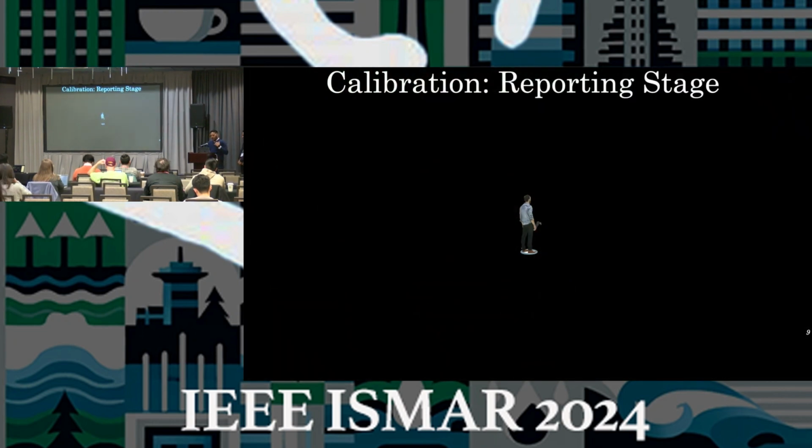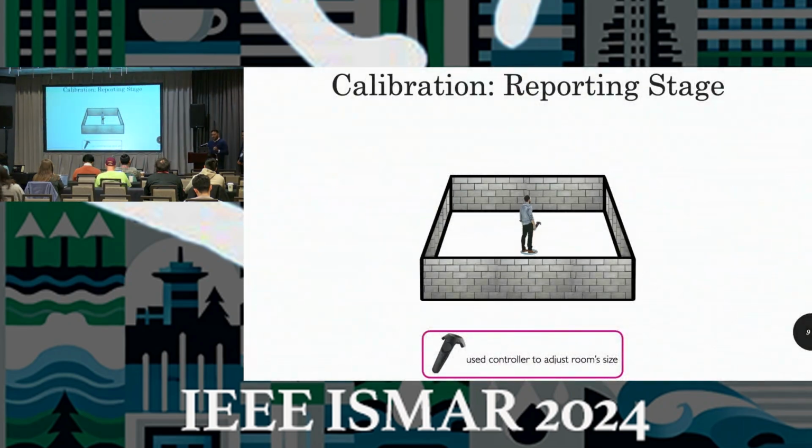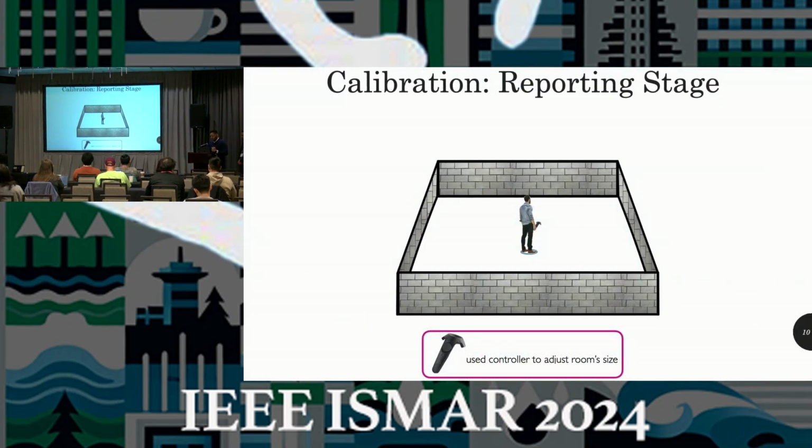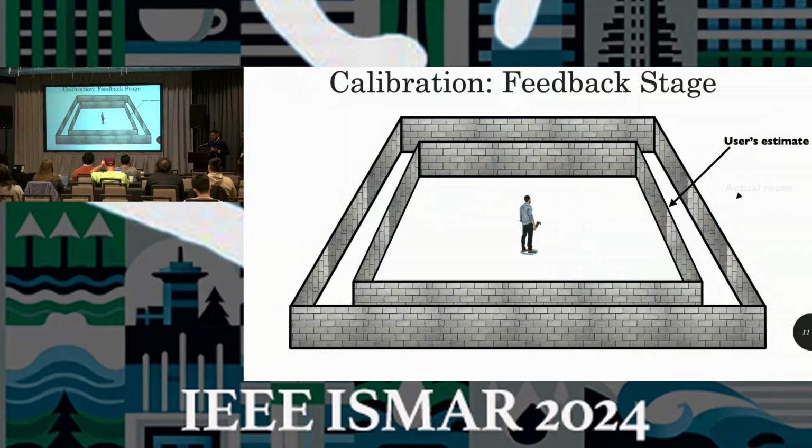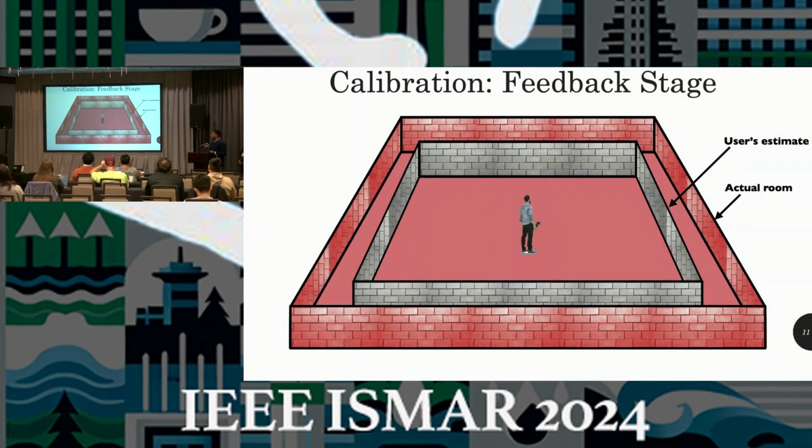Once they were ready to report how large they felt it was, they would use the controller, after which a room was spawned. They would adjust the size of the room until they felt it accurately represented how large they perceived it to be. Then we went to the feedback stage, where the actual room's walls were red and the floors were also red.